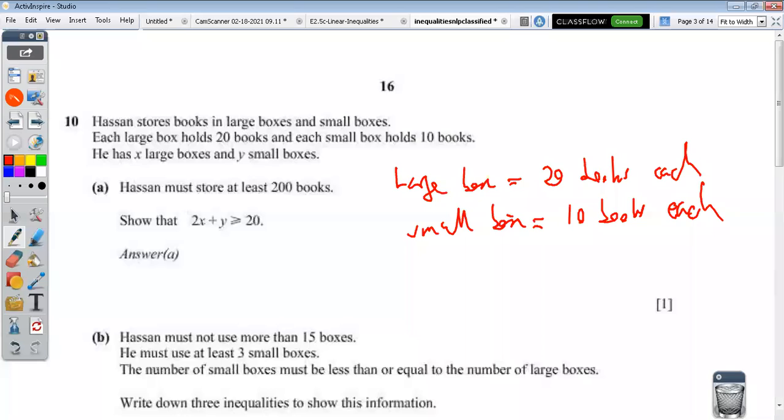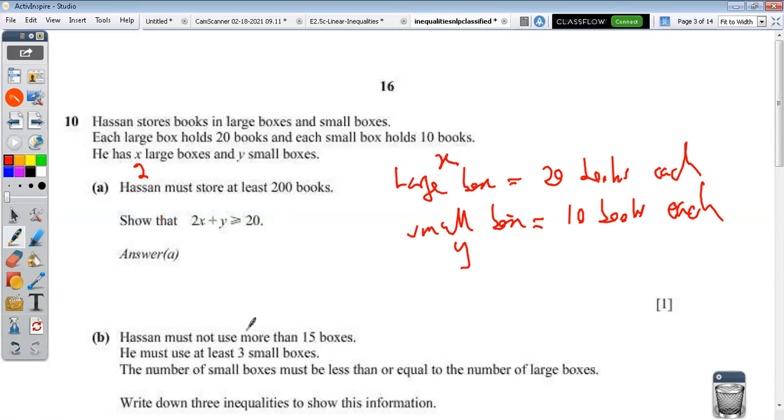Now, how many boxes does he have? He has x large boxes and y small boxes. Are we getting the question now? If he had two large boxes, how many books would he have in terms of large boxes? It would be 40, simply 2 times 20.